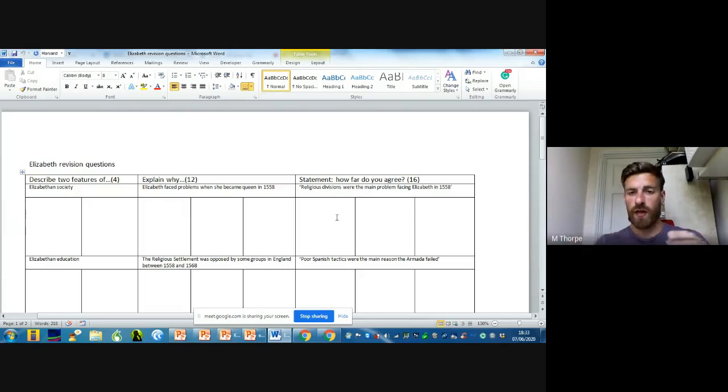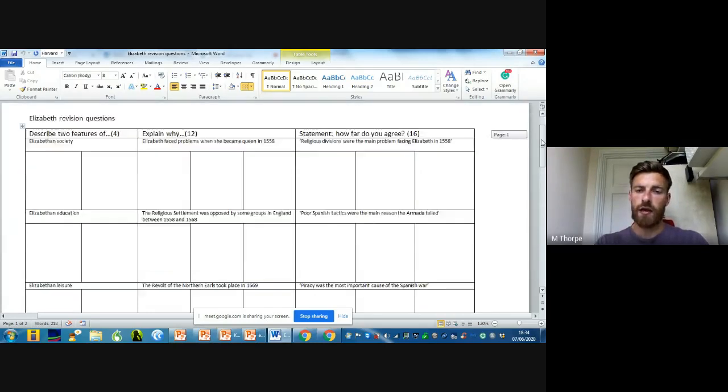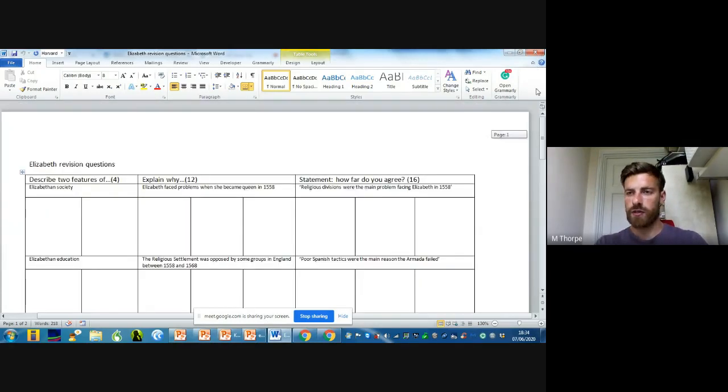So for example, it will always end with 'how far you agree', and there'll always be a statement beforehand. So how it will read is something like this: 'Religious divisions were the main problem facing Elizabeth in 1558. How far do you agree?' And then again, if you go down the column, you'll see there's lots of different types of questions. So that's how it'll look to you when you download it. So whether you want to write the questions out, use it as a Word document, copy and paste it, whatever you want to do, it's up to you.